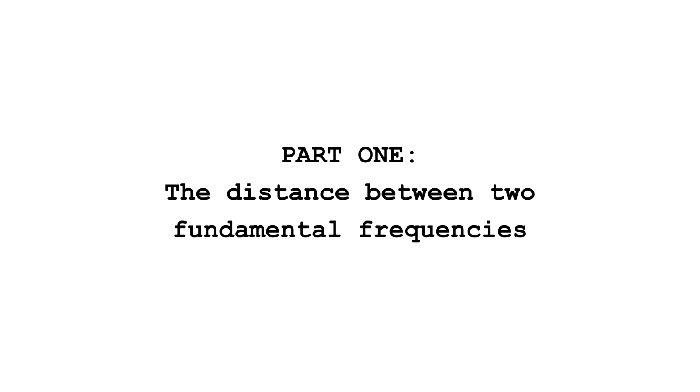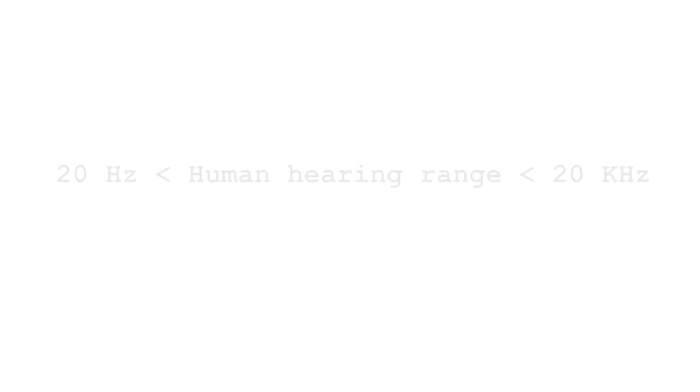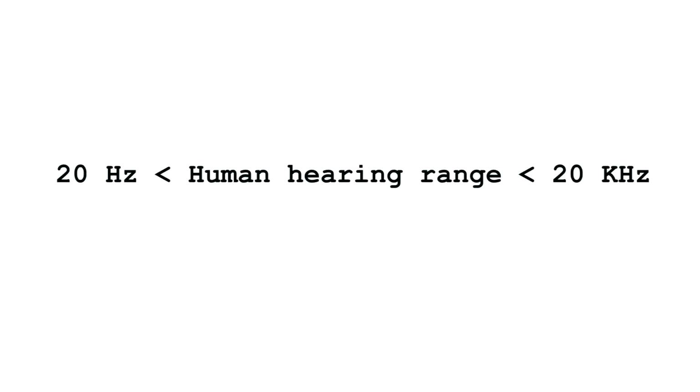Part 1. The distance between two fundamental frequencies. There are two ways to measure the distance among fundamental frequencies: mathematically and by ear training. The human hearing range goes from 20 up to 20,000 Hz, so any fundamental frequency in between that lasts at least around 40 milliseconds will be recognized as a pitch.